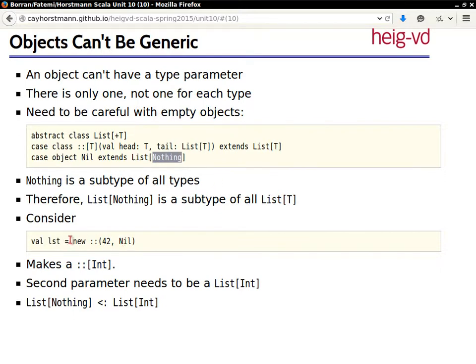So as an example here, let's analyze in gory detail what this call here means. So this wants to make a new cons cell out of 42 and Nil. And so the question is, can it really pass Nil into this constructor? Well, clearly T is inferred to be Int. So the head needs to be an Int, which it is, and the tail here needs to be a List of Int. Is it a List of Int? Well, it's a List of Nothing, and that's a List of Int.